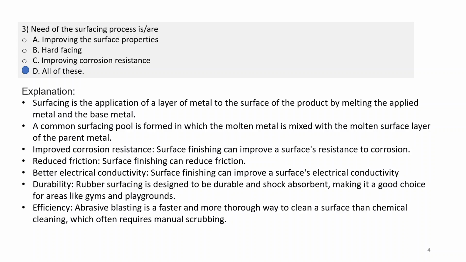Next question is about the surfacing process. The need of the surfacing process is that you can improve the surface properties, also hard facing, also improving the corrosion resistance. This is the application of a layer of metal to the surface of the product by melting the applied metal and the base metal.